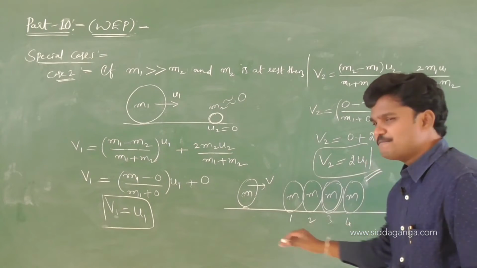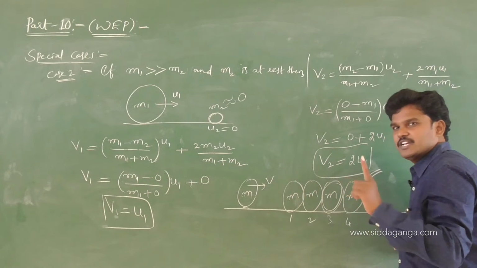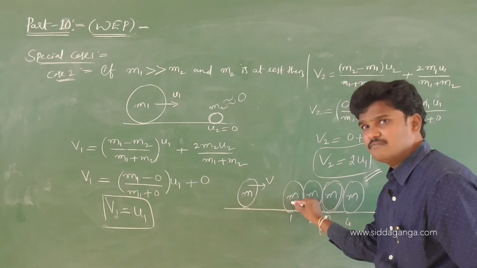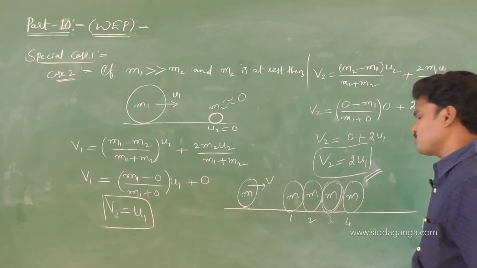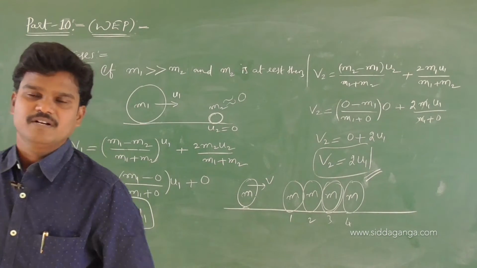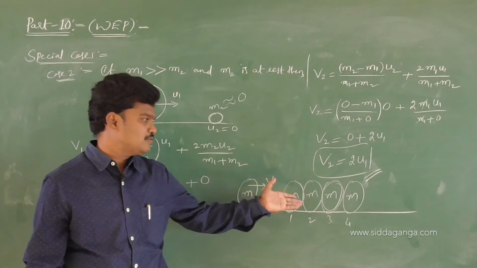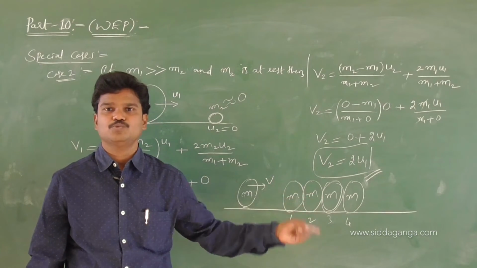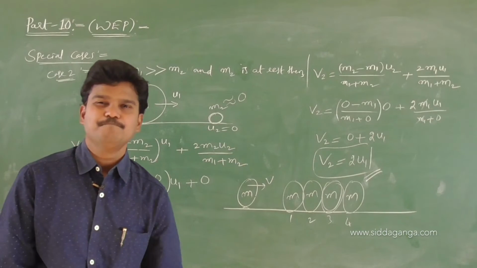Tell me, let us suppose this is a perfectly elastic collision. If this particle hits the 1, 2, 3, 4, then what are the speeds of the 1, 2, 3, 4? Just guess it. Simple thing, because I am discussing perfectly elastic collision. Can anyone guess? Simple question this is.